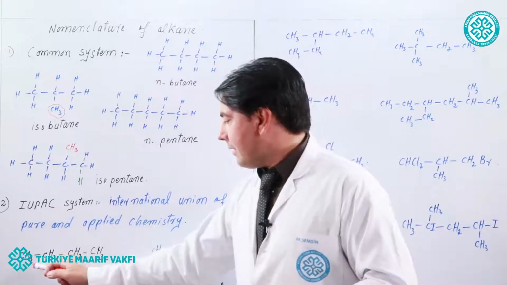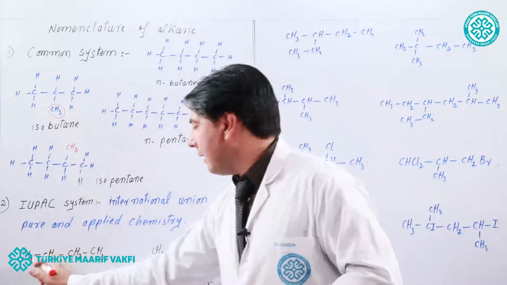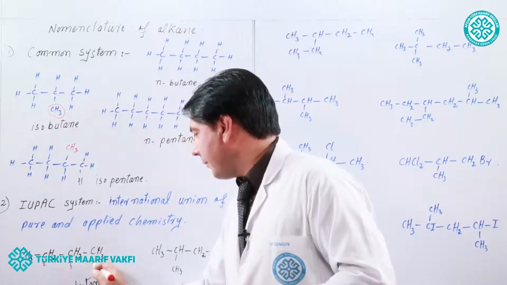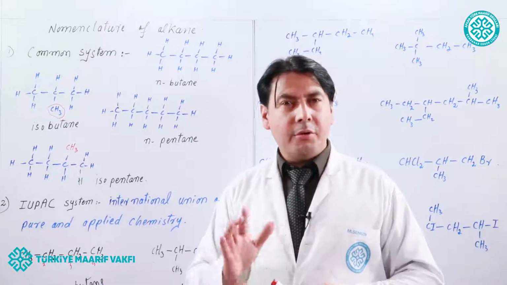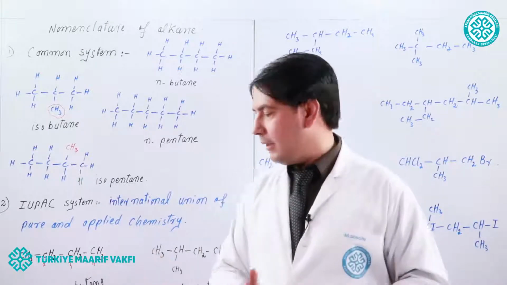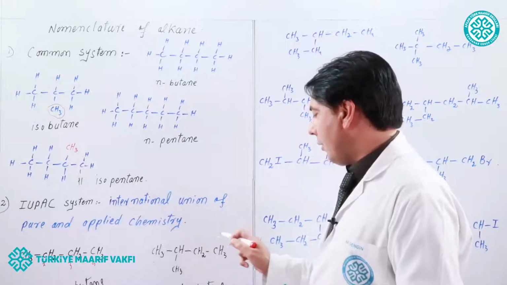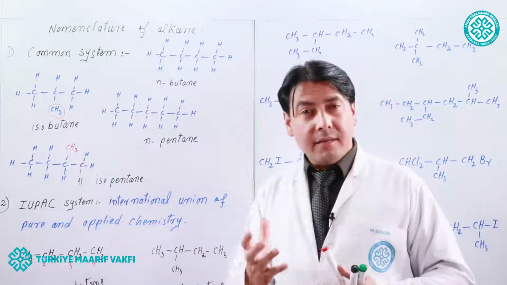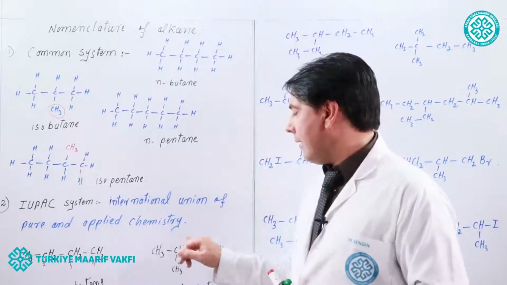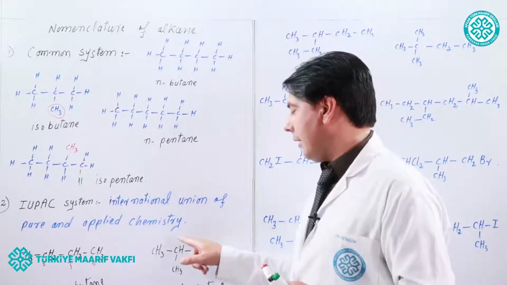So look here, we have selected the longest chain 1, 2, 3, 4, and we have to number the carbon atoms 1, 2, 3, 4. For 4 we use the prefix but, and at the end A and E will be added, butane. Look here again, 1, 2, 3, 4. Here is a side group or substituent. So we have to select the longest chain. The longest chain is of 4 carbons. 1, 2, 3, 4.